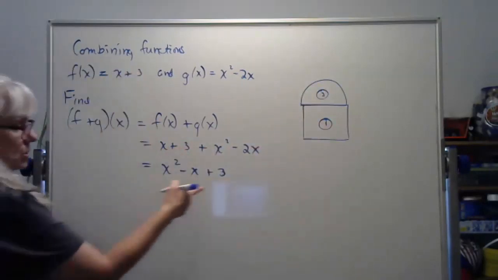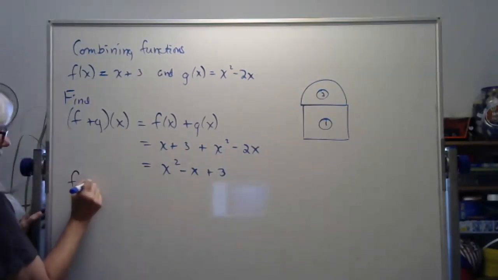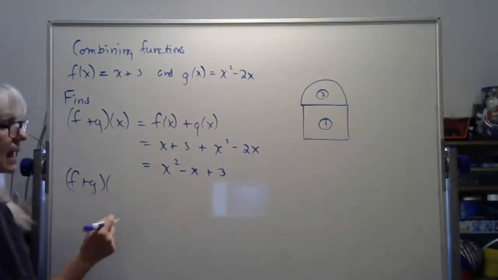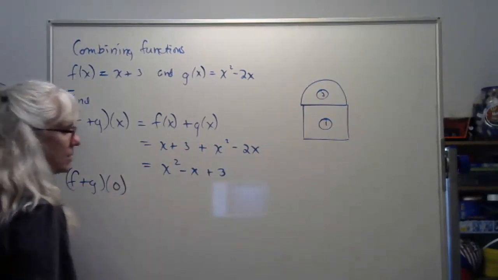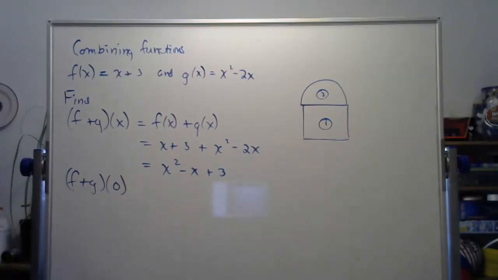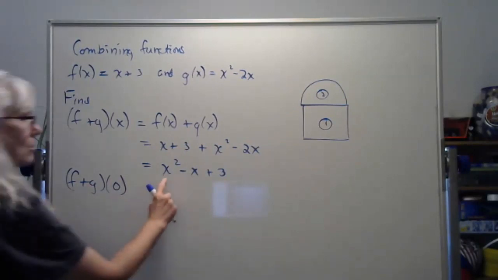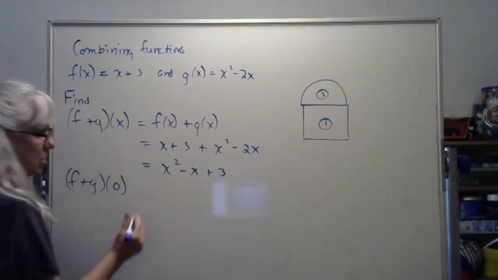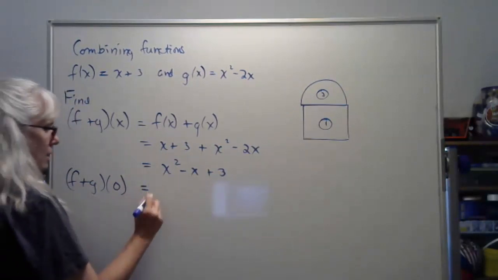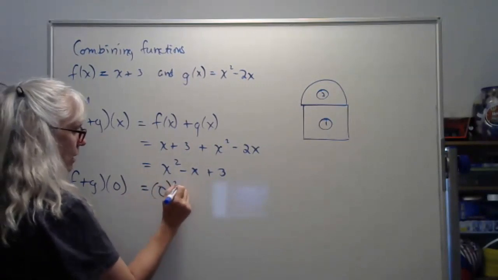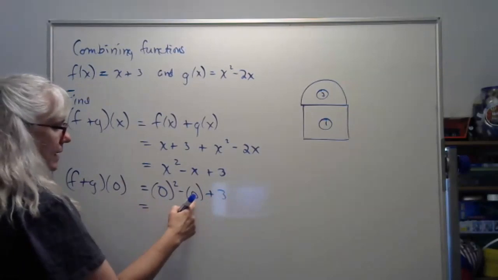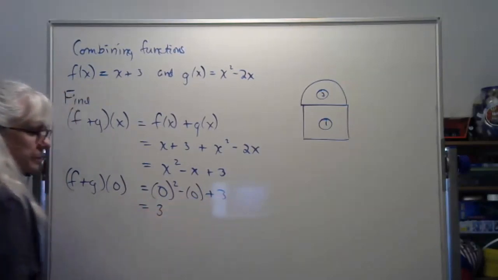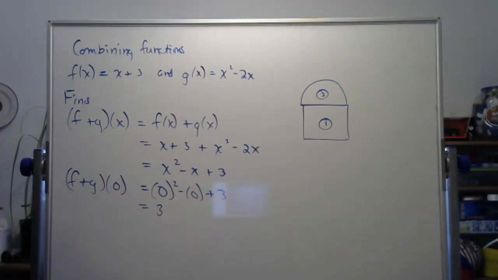So then what we could also do is once I've added them together, could I come in and evaluate it at a value? So can I find f plus g of 0? Well, yeah. Can't I just plug 0 in to the addition of the two functions. So I'm going to take the answer I just got, and I'm going to plug in a 0. So I'm going to have a 0 squared minus a 0 plus 3. Well, that's 0. That's 0. I end up with 3. So I'm going to add two functions, and then I can evaluate those functions.